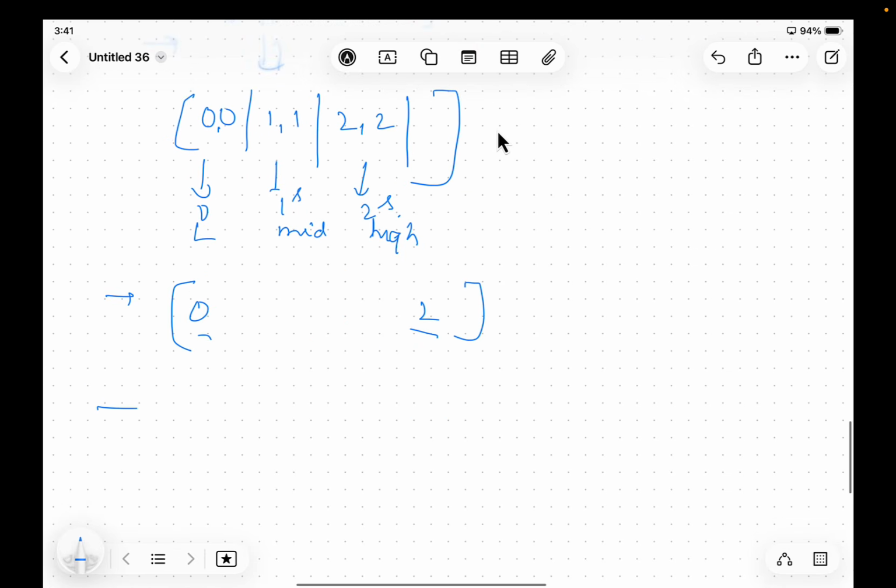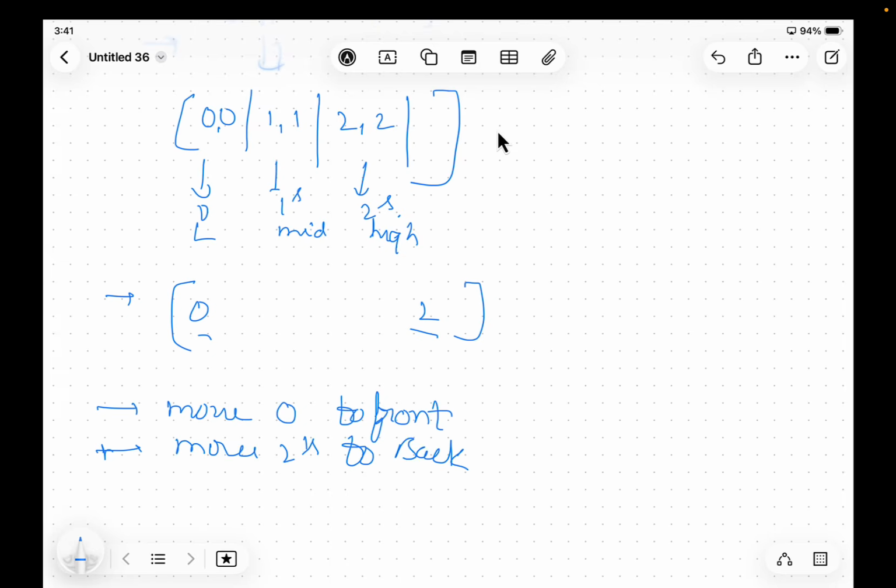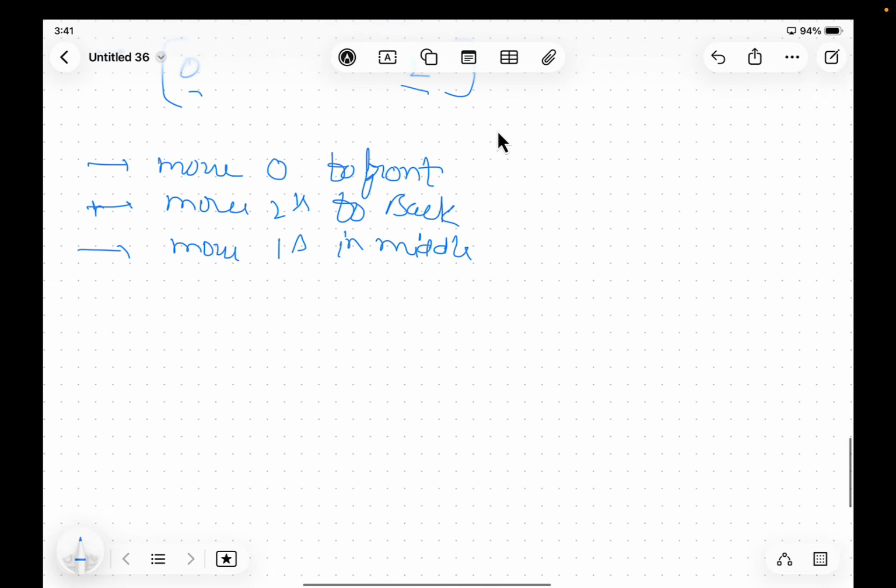So our job is to move 0s to the front, move 2s to the back or rear, and move 1s in the middle. This is the whole idea that we are talking about. So push 0s to the left, push 2s to the right, and let 1s stay as they are.